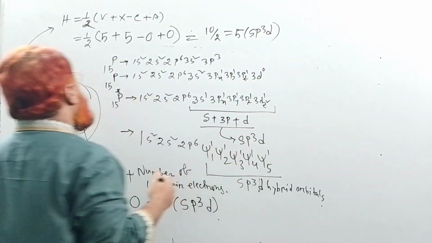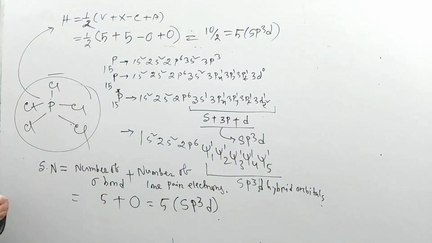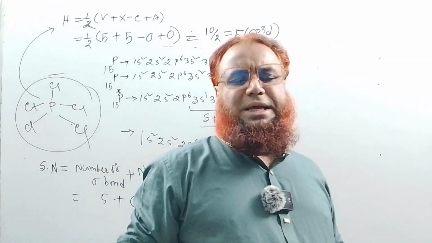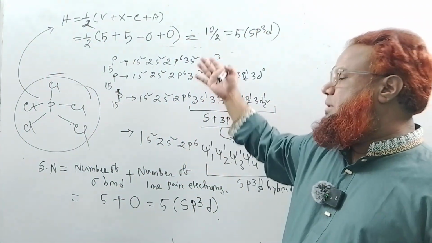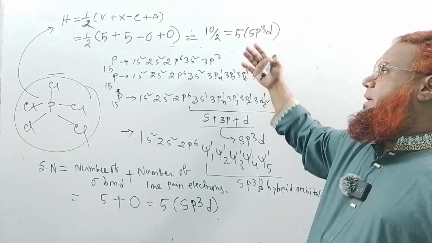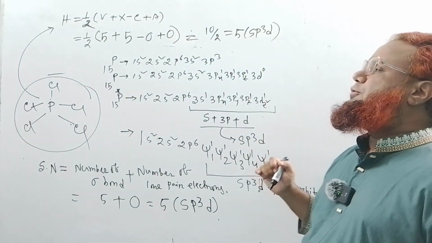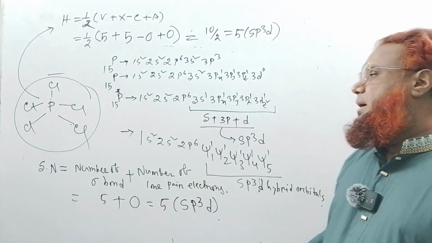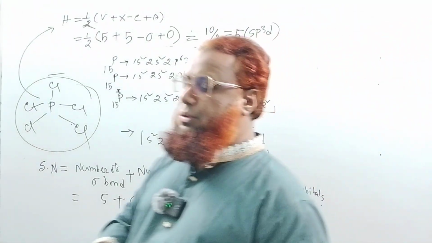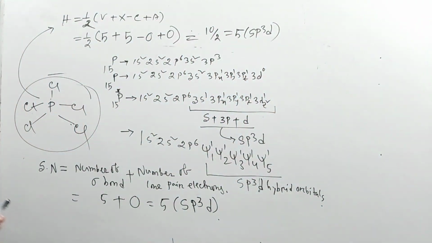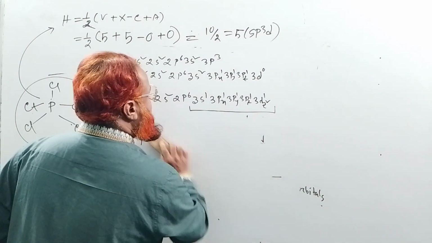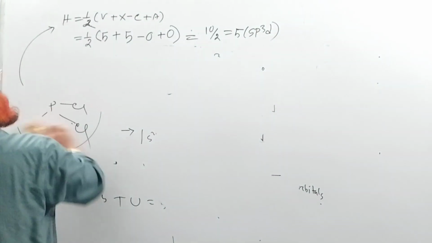So by using these two formulas, we can easily say that in PCl5 hybridization type is sp3d. You can use any of the formulas from this. One is H equal to half into V plus X minus C plus A, and also this steric number calculation, whichever is easier to use for you. Okay. Now we will draw the diagram.